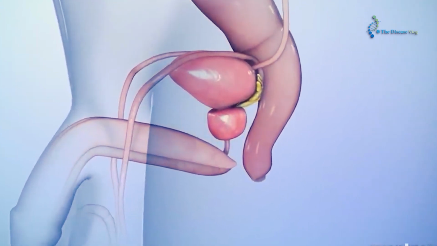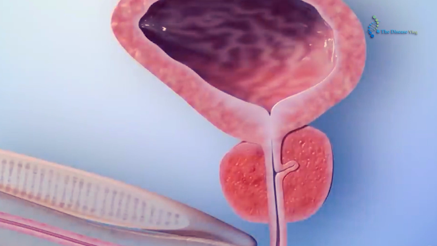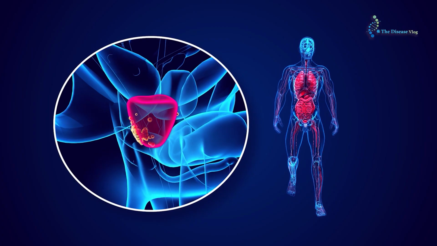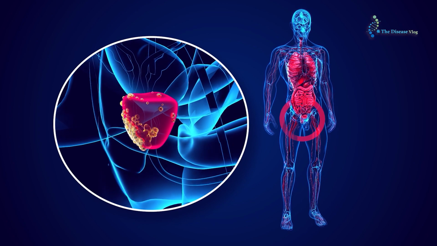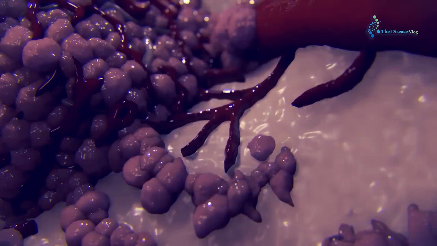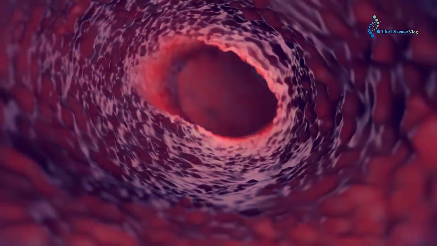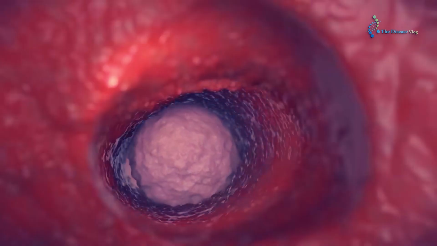At stages 1 and 2, cancer does not spread and is known as the early or localized stage. In stage 3, the cancer spreads to the nearest tissues, and it is known as locally advanced prostate cancer. Stage 4 is known as advanced prostate cancer. In this stage, the cancer spreads to other parts like lymph nodes, bones, liver, or lungs.